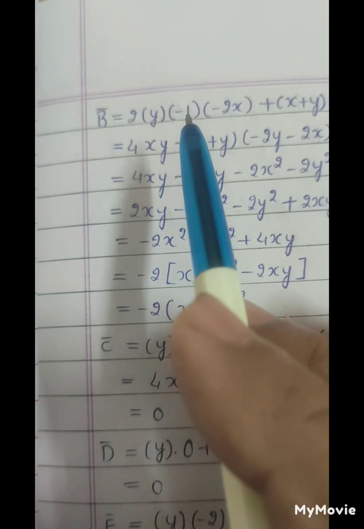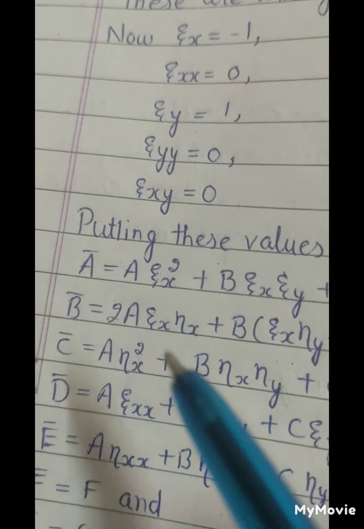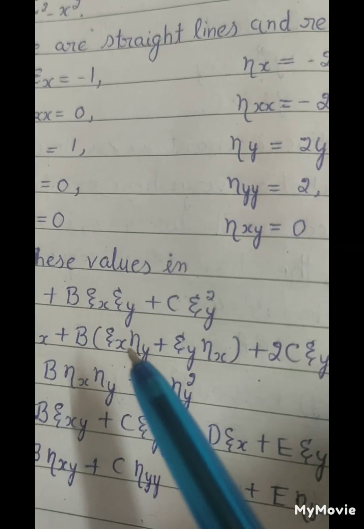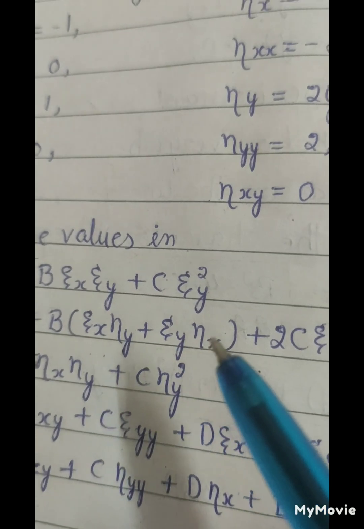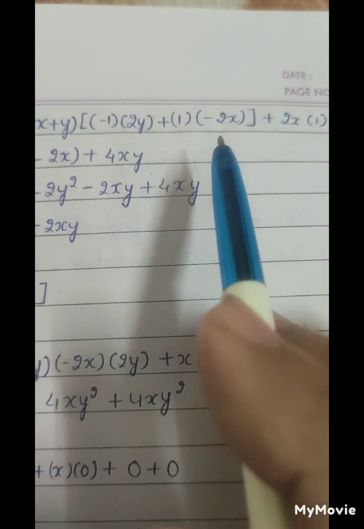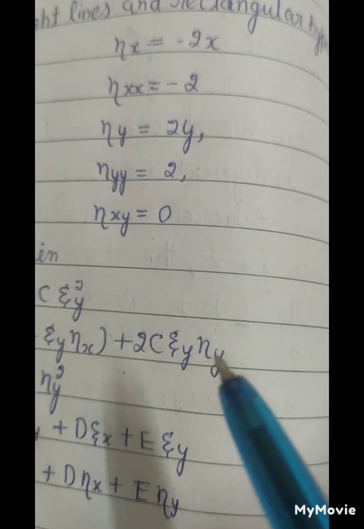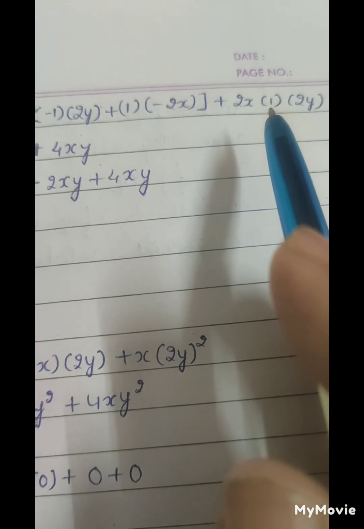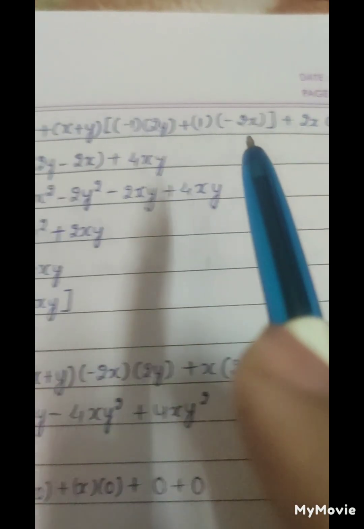a is y, xi x is minus 1, eta x is minus 2x, plus b is x plus y into xi x eta y equals minus 1 into 2y, plus xi y eta x equals 1 into minus 2x, plus 2c xi y eta y. 2c equals x, and xi y equals 1, and xi eta x eta y equals 2y.